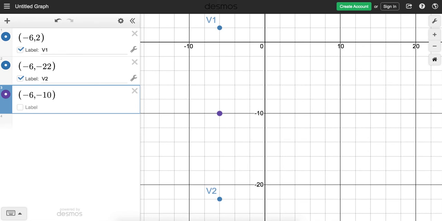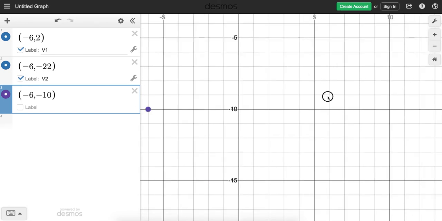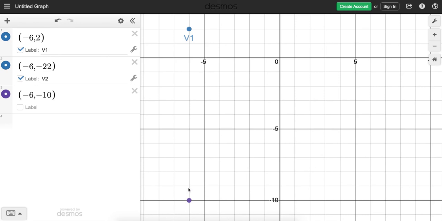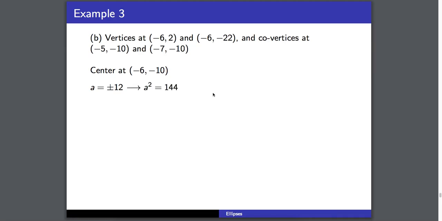Oh, these are counting by twos. That's why. Okay, I thought something was really wrong there for a second. So make sure if I'm counting the blocks, that each block represents a length of 1. So we have 1, 2, 3, 4, 5, 6, 7, 8, 9, 10, 11, 12. We could also get that by finding the distance between the center and vertex. So a is 12, which makes a squared equal 144.